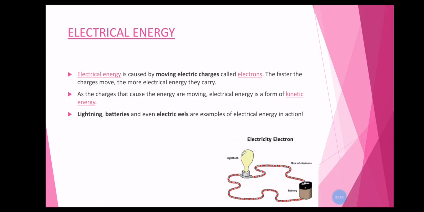As the charges that cause the energy are moving, electrical energy is a form of kinetic energy, as we learned in the previous lesson that kinetic energy is the energy of any object that is moving. So since we can't have electrical energy unless we have electrical charges moving, it means electrical energy is a type of kinetic energy. Lightning, batteries, and even electric eels are examples of electric energy in action.